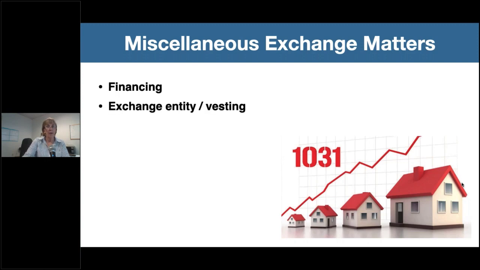The next item, and I talked a little bit about this before, is the exchange entities investing. If you're selling a property and it's in your individual name, but you want to purchase a replacement property in an LLC, or you want to purchase the replacement property in a trust, as long as that LLC and that trust that you're creating is disregarded or is the same taxpayer that sold, then you're fine. What you cannot do is sell as an individual and buy in a partnership. That will not work. So again, watch your vesting when you're selling and buying properties.